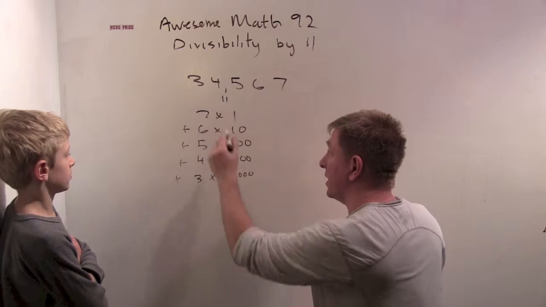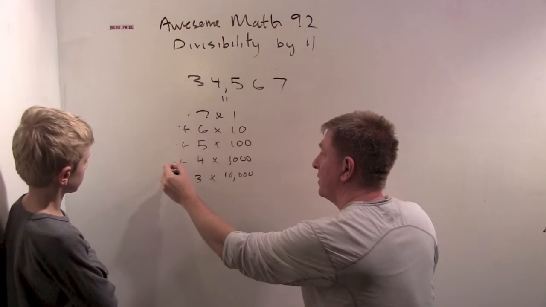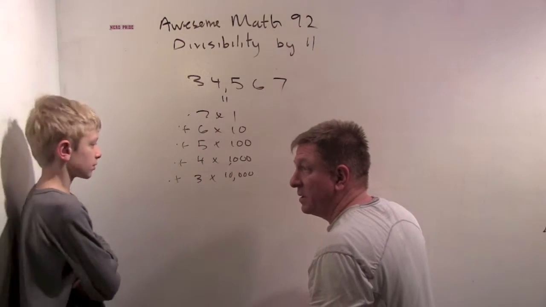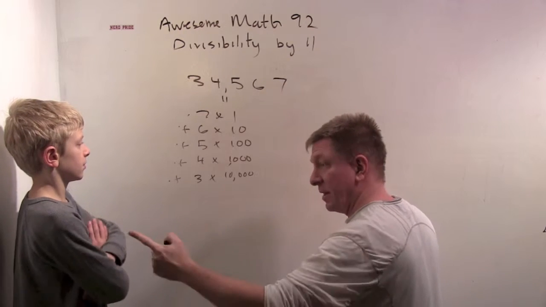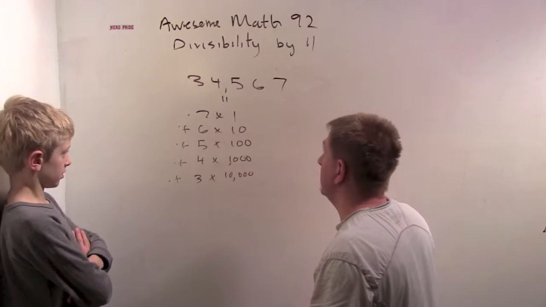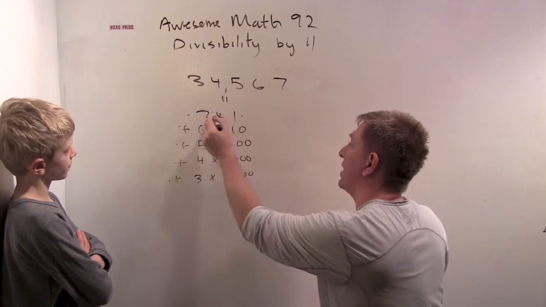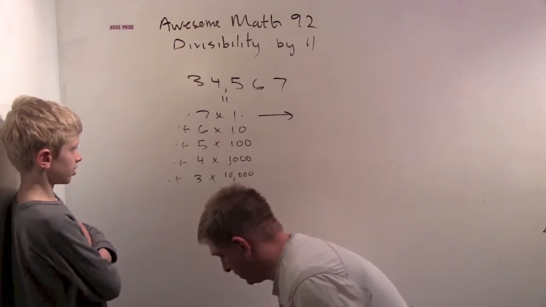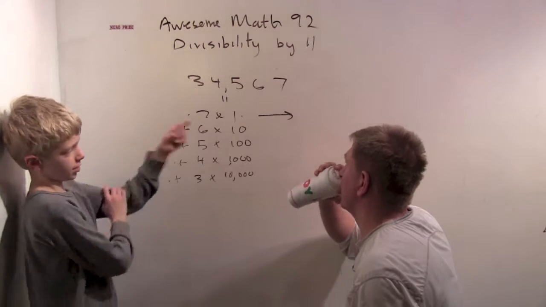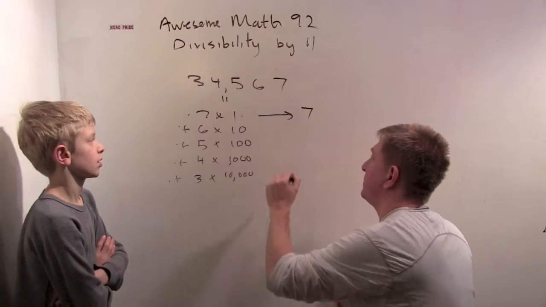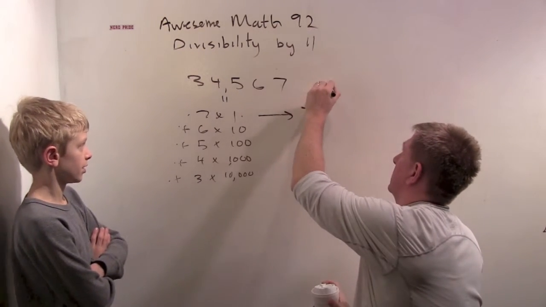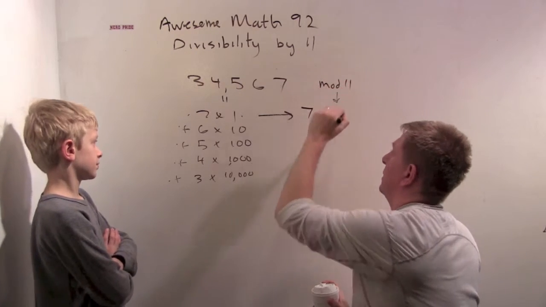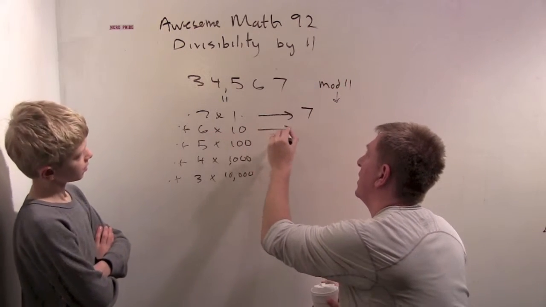And then we're going to look at these individual numbers mod 11, just like we did for mod 3 and for mod 9. So what is 7 times 1 mod 11 equal to? Well, 7 times 1 is 7, so it's 7 mod 11. 6 times 10 is equal to what mod 11?